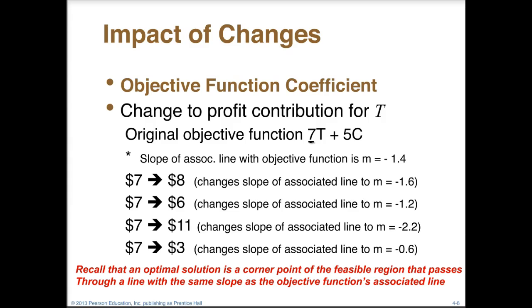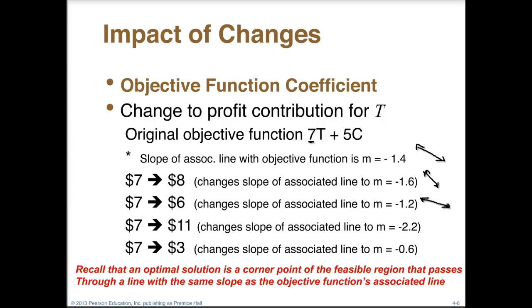So if negative 1.4 looks like this, then negative 1.6 is going to drop down, so to say. If we change this from 7 to 6, then we're decreasing the profit per table by $1, so it's going to have less of a negative slope. If this is negative 1.4, negative 1.2 would be more like that. If we changed it drastically, let's say by $4, going from $7 profit per table to 11, then we're going to change it a lot.